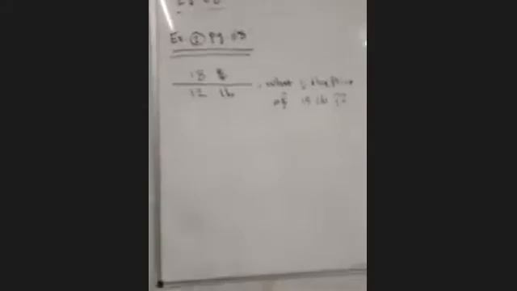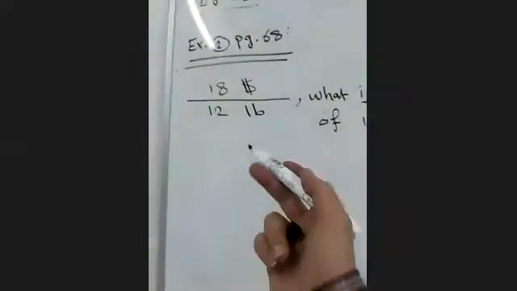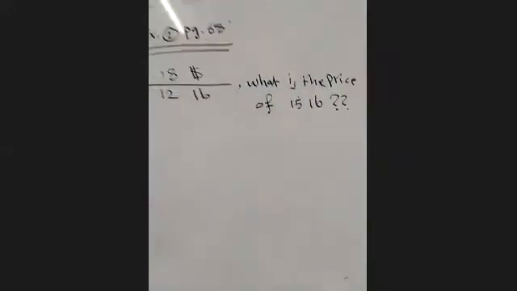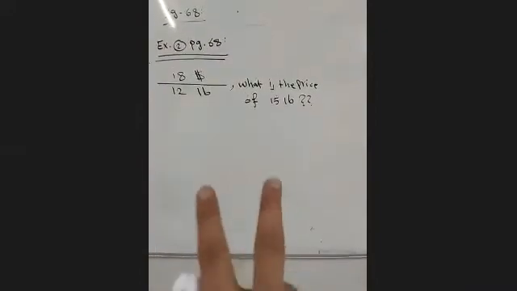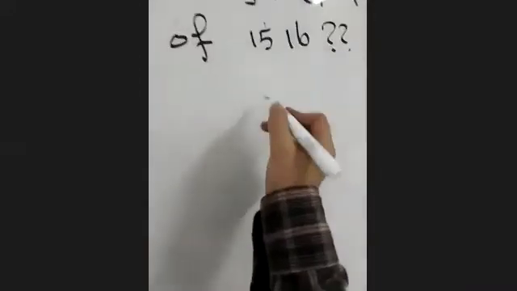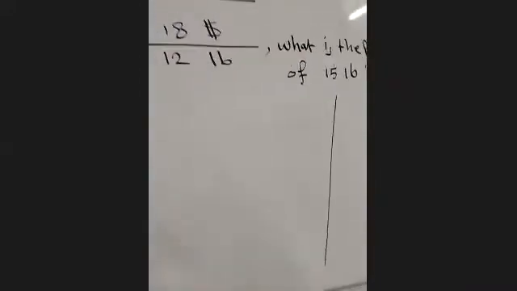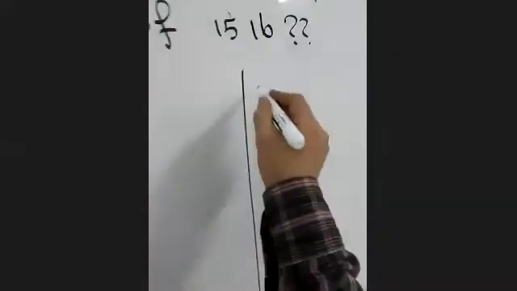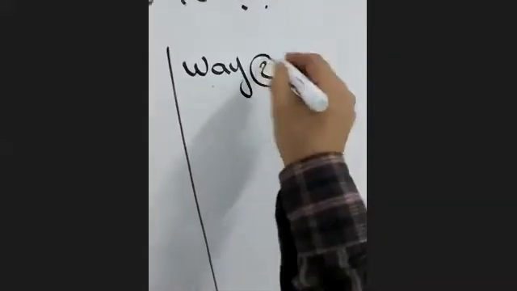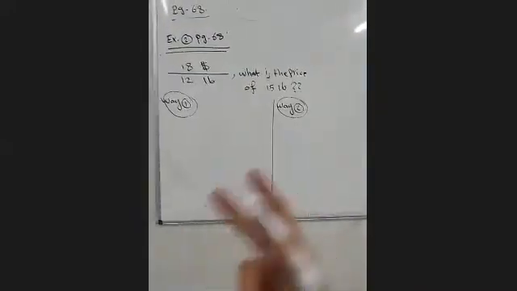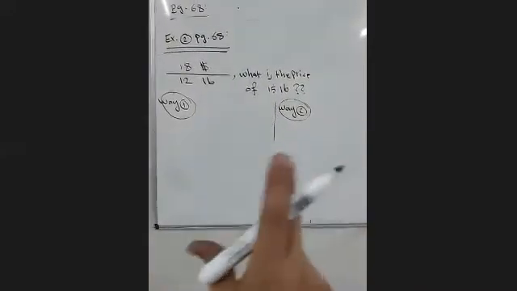Focus, please, guys. Here I have this rate, 12 pounds for $18. The question wants us to know the price of 15 pounds. So I'll do this question, guys, in two ways, and you can choose the way which you like, okay? So I will say way 1 and way 2. You can choose the easier one from your point of view.